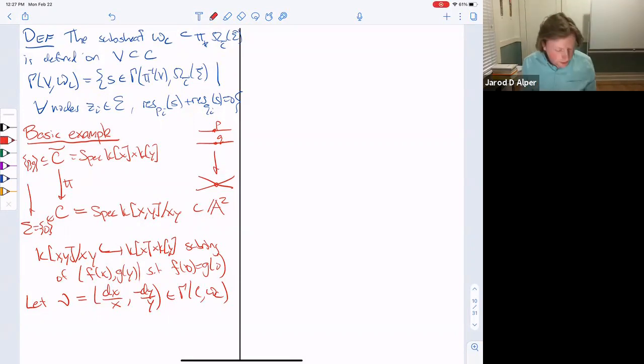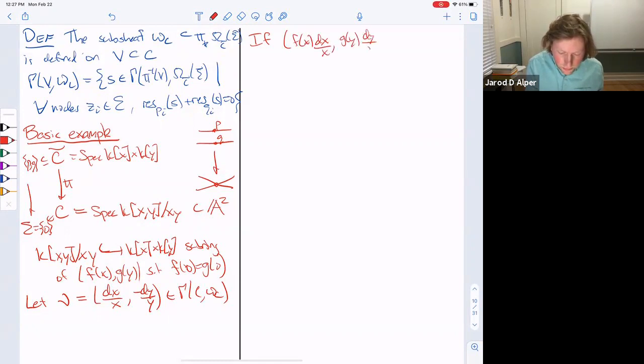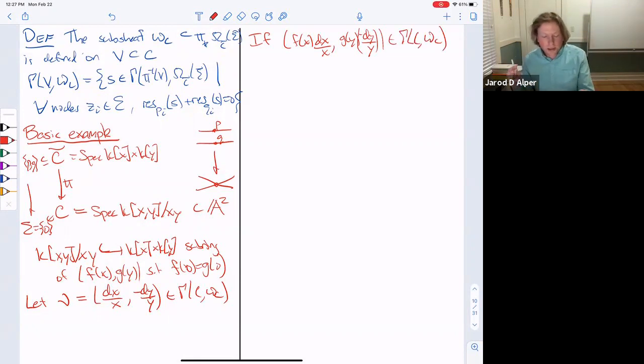But let's suppose we have an arbitrary section, f of x, dx over x, and then a g of y, dy over y. Let's put a minus sign here. Suppose this is a global section. So any global section can be written of this form because we know the poles are at worst order one.